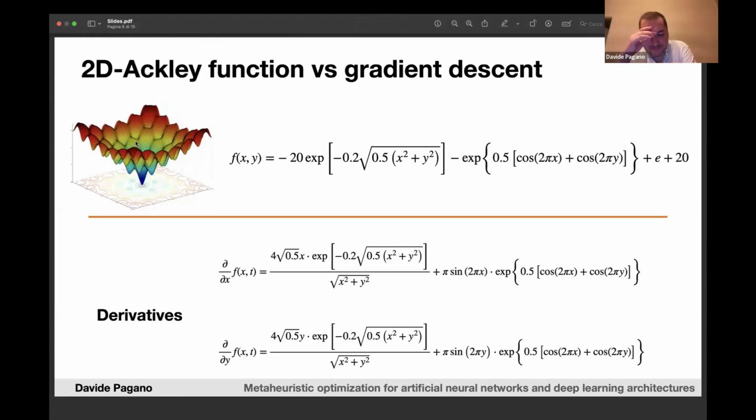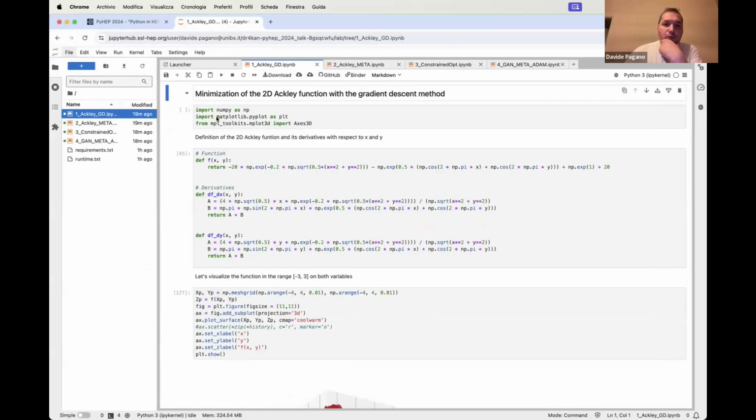Now, to make these drawbacks clearer, I prepared a notebook where you can test how gradient descent behaves against the two-dimensional Ackley function, which I introduced before. I will show you the notebook in a second, but I won't spend much time on it because the time is limited, and this goes a little bit beyond the goal of the talk. Later, I will show you how a metaheuristic algorithm can tackle the two-dimensional Ackley function. So let's go to the notebook here.